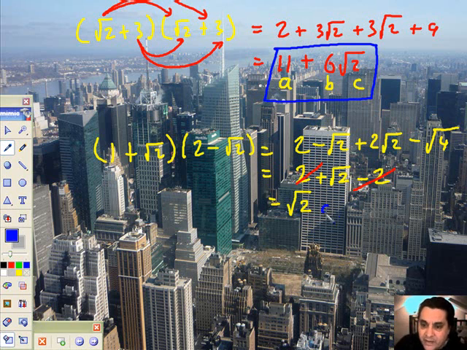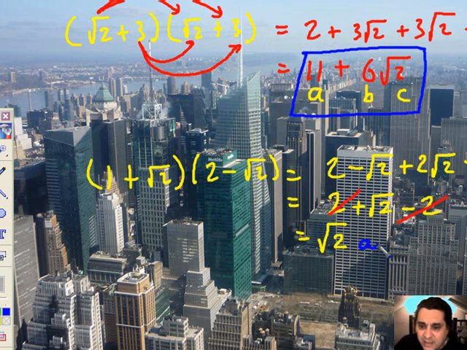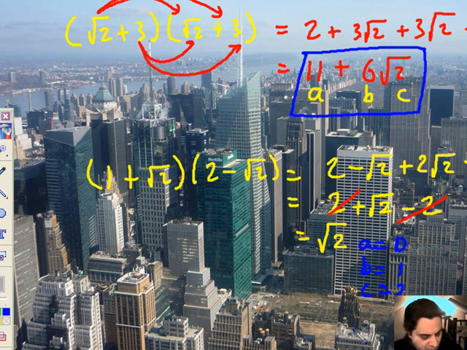Look, it's plus nothing, so A must be 0, B has got to be worth 1 because it's 1 lot of root 2, and C has got to be 2 itself. Alright, very strange, that really threw me.